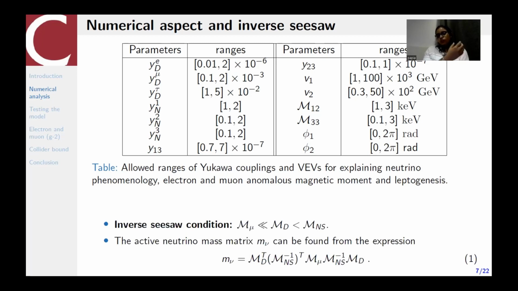If I put all the Yukawa couplings values in those mass matrices, then we can have a condition like mu is much less than MD, which is less than MNS. This condition is nothing but the inverse seesaw condition, so that's why we can have an inverse seesaw flavor in our neutrino mass generation. The active neutrino mass matrix mu can be found from the expression given in equation number 1. You can see that this is the expression for the inverse seesaw condition for the neutrino mass generation.